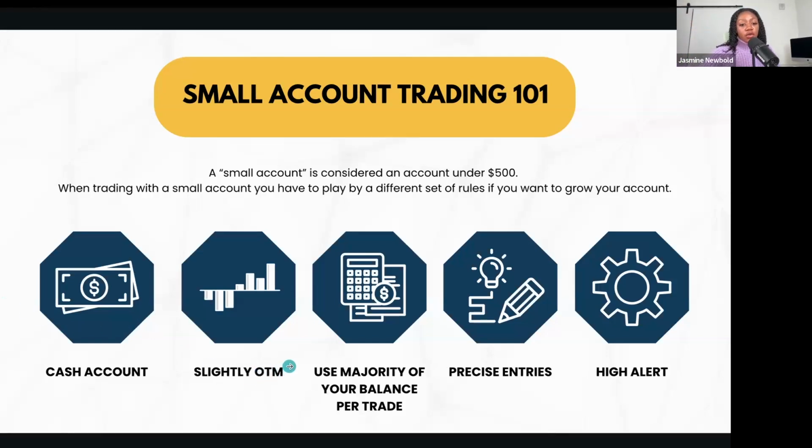You're also going to need to work with slightly out the money options. If you've taken my course, you know I'm not the biggest fan of out the money options. Slightly out the money, you can get away with as long as you are precise with your entries, which is another one. You've got to be very precise with your entries. There's not a lot of room for error when you have a small account. And this comes with knowing what you're doing. And when you know what you're doing, precise entries are not difficult.